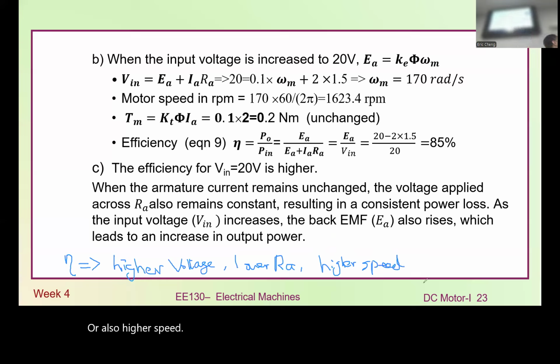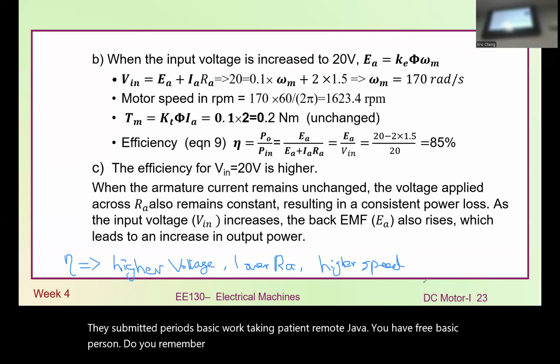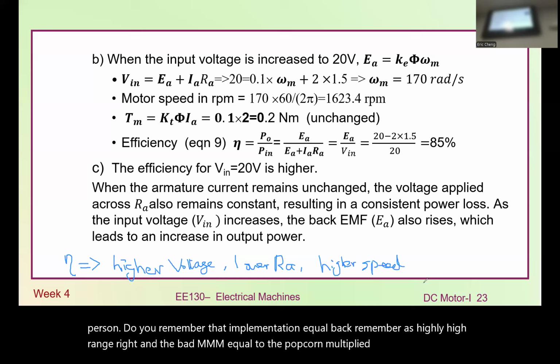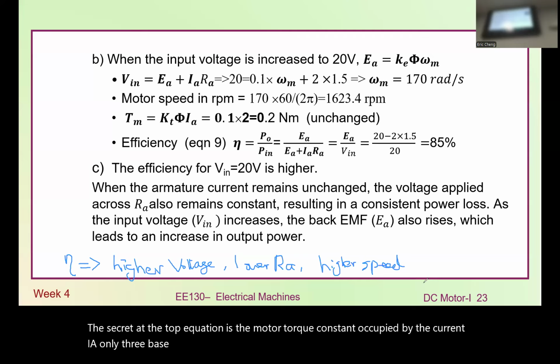So the tutorial is really simple. It's a very basic voltage equation of the motor. You have three basic equations. Do you remember that? Input voltage equals back EMF plus IRA. And the back EMF equals the torque constant multiplied by the speed. And the torque equation equals the motor torque constant multiplied by current IA. Only three basic equations. And from these three basic equations, we can derive a lot of theory.